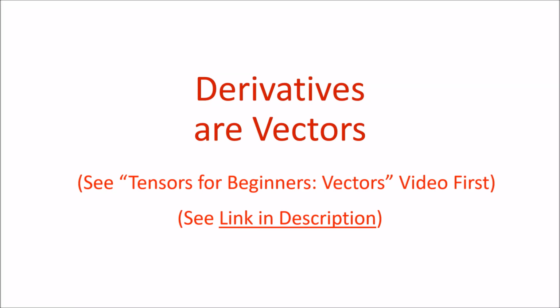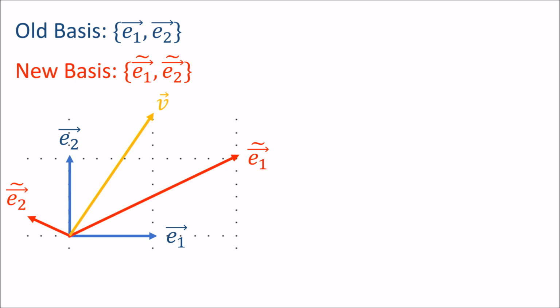In this video, we're going to go into more detail about why derivatives are vectors. This video is mostly going to be an upgraded version of my video on vectors from my Tensors for Beginners series, so I would highly recommend that you watch that one first if you haven't already. In that original video on vectors, I talked about how we can take a vector v and expand it out as a linear combination of basis vectors.